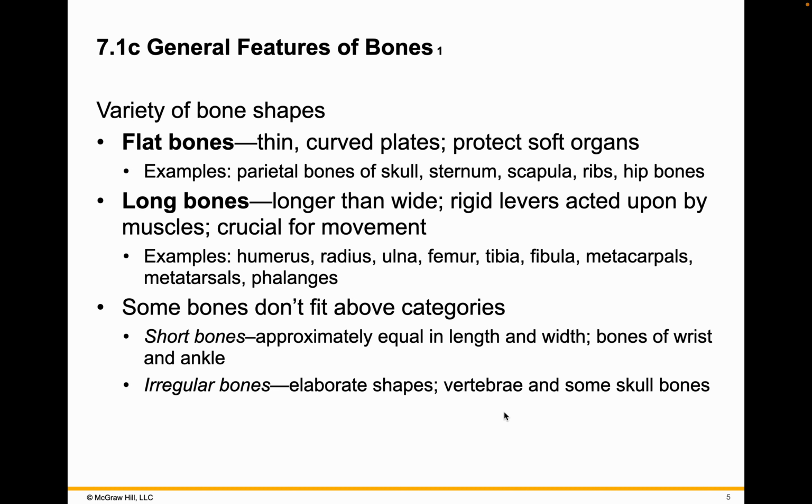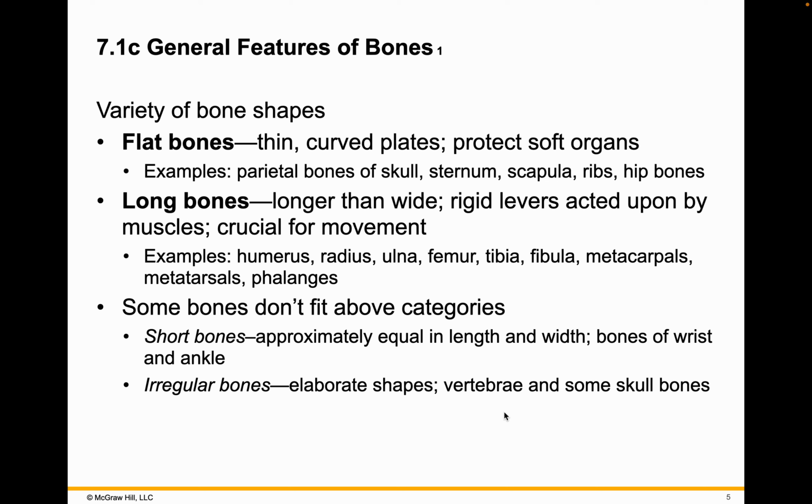There are a variety of bone shapes. Some bones are flat bones, which are thin, curved plates, and many of those work to protect soft organs. For example, the parietal bones of the skull, the sternum, the scapula, ribs, and hip bones. There are long bones. Long bones refers to a bone that is longer than it is wide. It really doesn't have anything to do with its overall length. You can have short long bones, but they're going to be longer than they are wide. They tend to be rigid levers that are acted upon by the muscles, and they are crucial for movement. Our humerus, radius, ulna, femur, and so on.